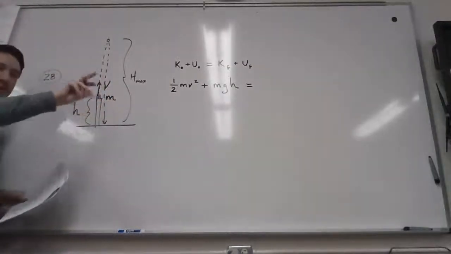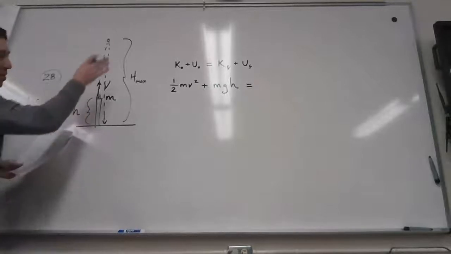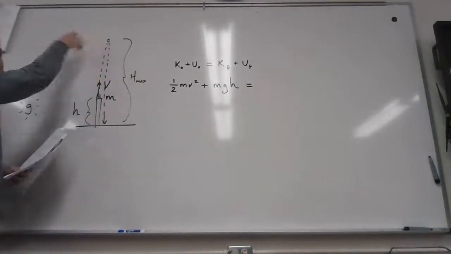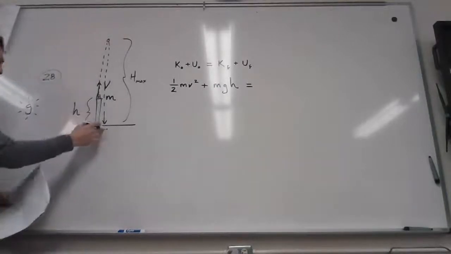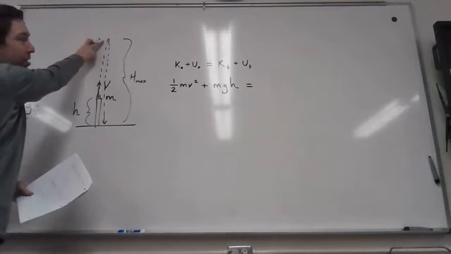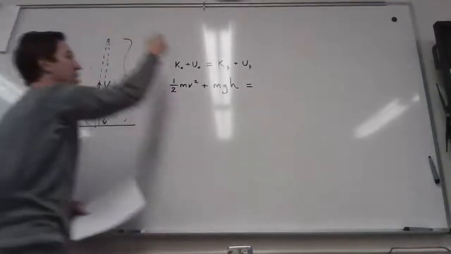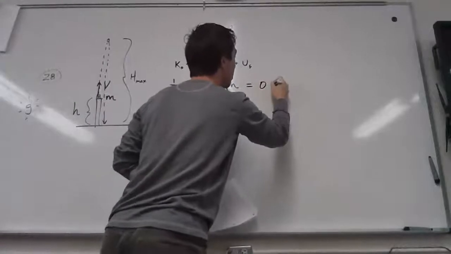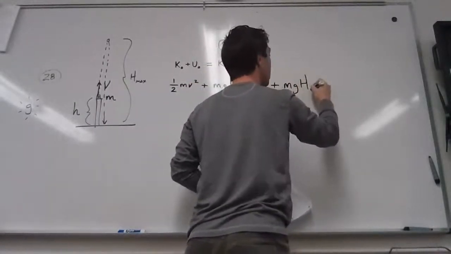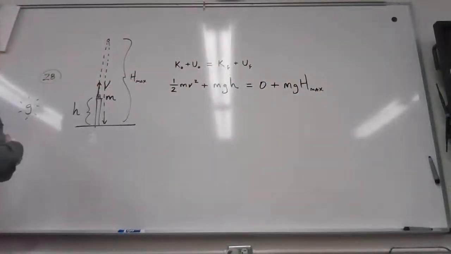Now, when we say final, it's all relative, right? For this first setup, this is going to be the final moment. Then later on, we'll change our perspective and say this is the final moment. Does that make sense? So up here, how much kinetic energy is there? 0 plus mg h max. Cool beans?